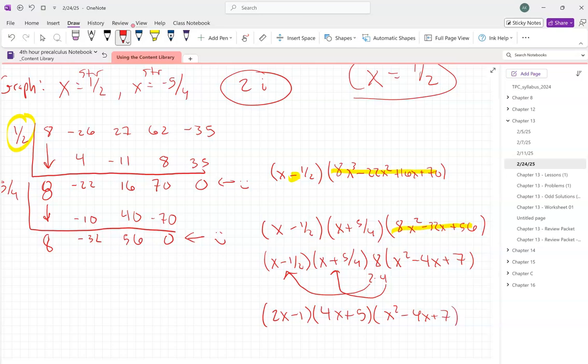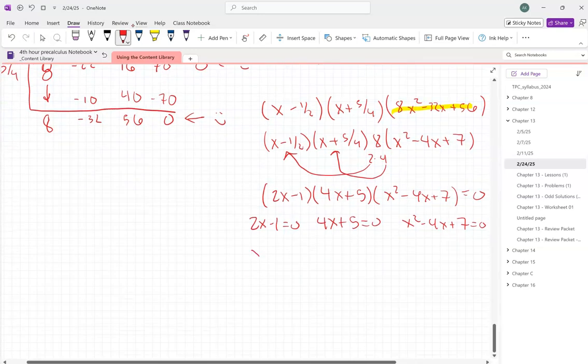Now if I try to factor x squared minus 4x plus 7, are there two numbers that multiply to give me 7 and add to give me negative 4? No. Not real ones. So what am I going to do if I want to solve this thing? Can't use factoring to solve it. I'm not going to use my calculator either. I'm going to use the quadratic formula. Yeah.